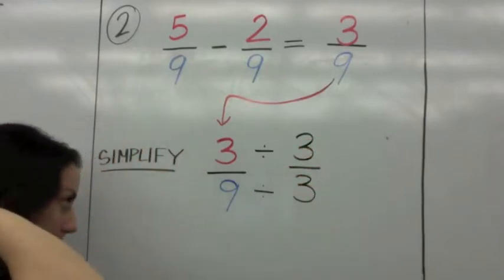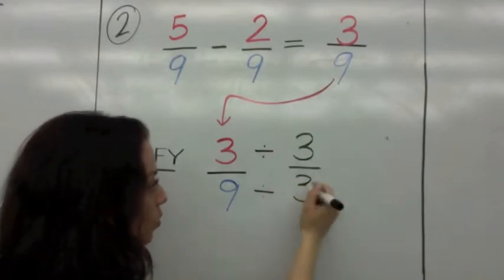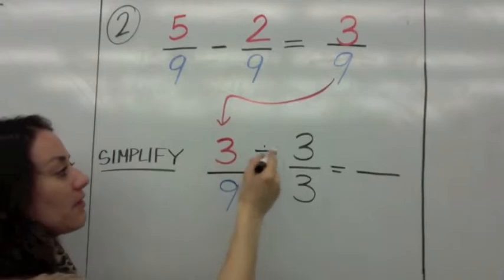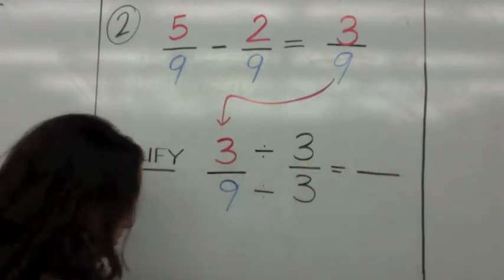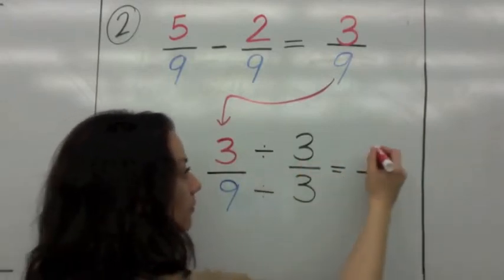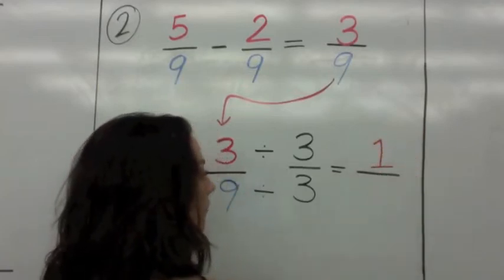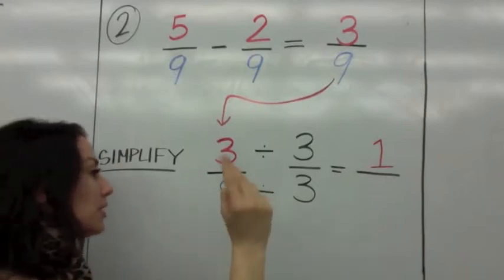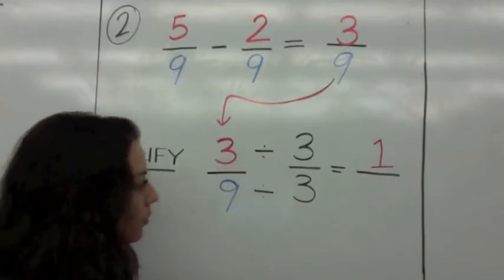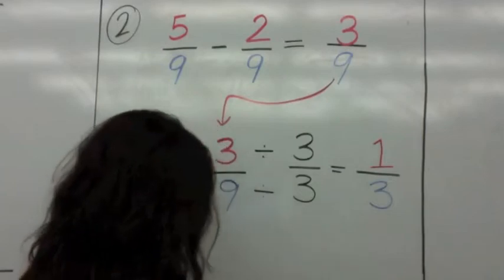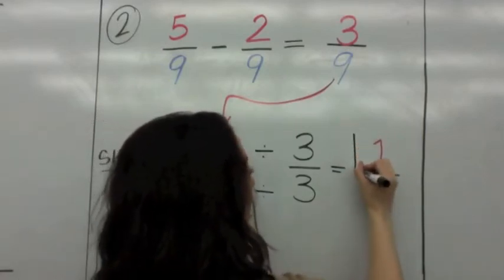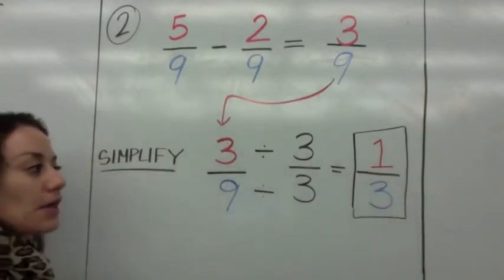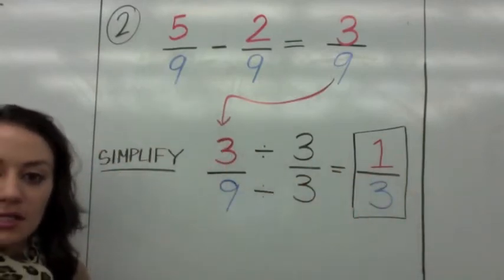So you could divide the top and the bottom number by 3/3, which is 1. 3 divided by 3 is 1. And 9 divided by 3, how many times do you skip count by 3 to get to 9? You say 3, 6, 9. So the new fraction is rewritten as 1/3, because 1/3 is equal to 3/9, but this is a smaller way to write it. This is simplified.